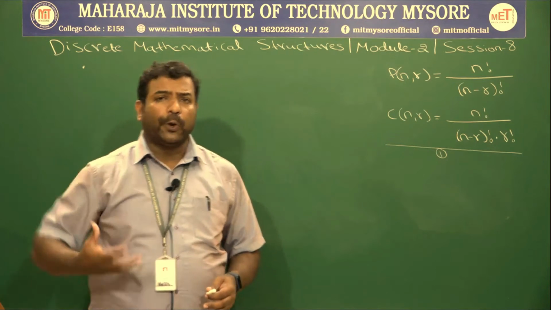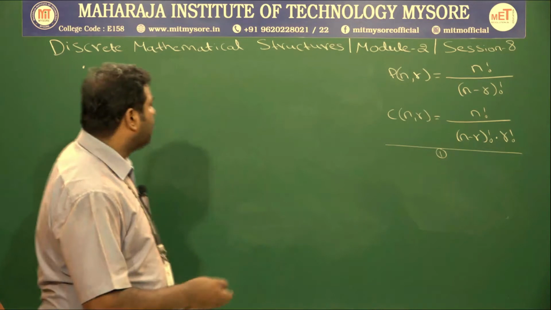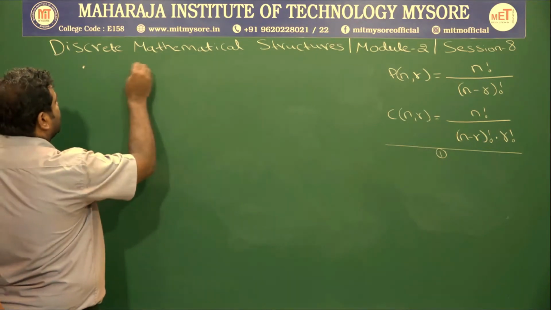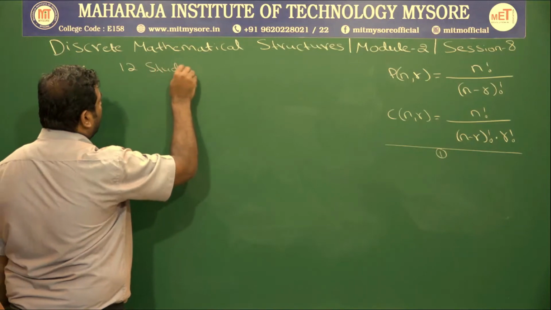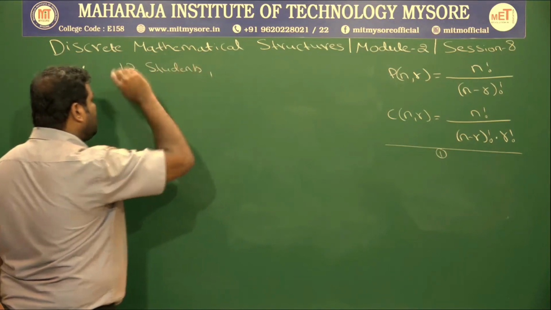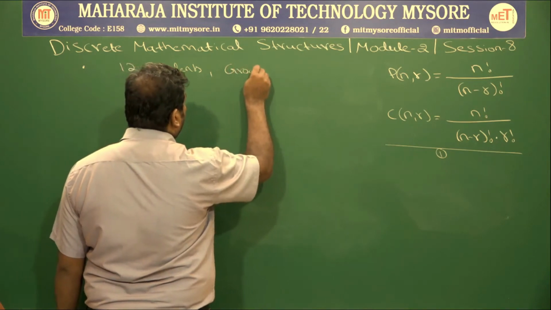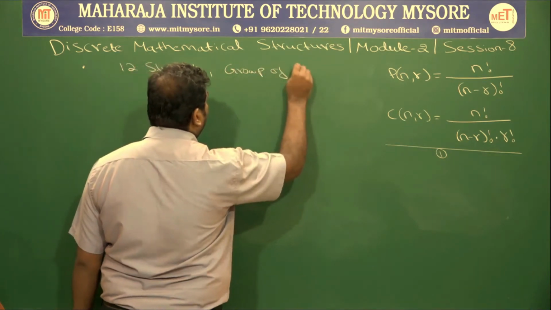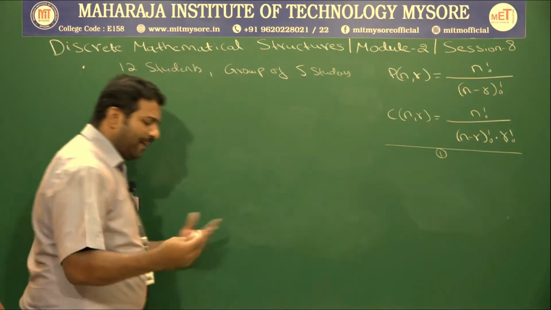And I need to form a group of 5 students. Fine. So I am just going to have 12 students. And from these 12 students, I need to make a group of 5 students. Fine.